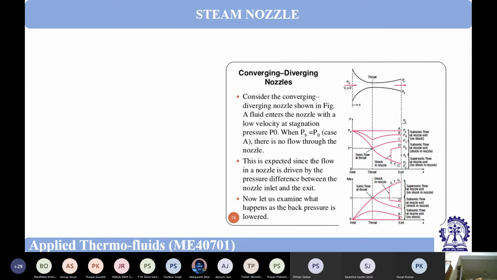So much of discussion is not needed for a steam nozzle, but I knew that compressible fluid flow has not been discussed with you. So I thought, let me take this opportunity to discuss compressible fluid flow.